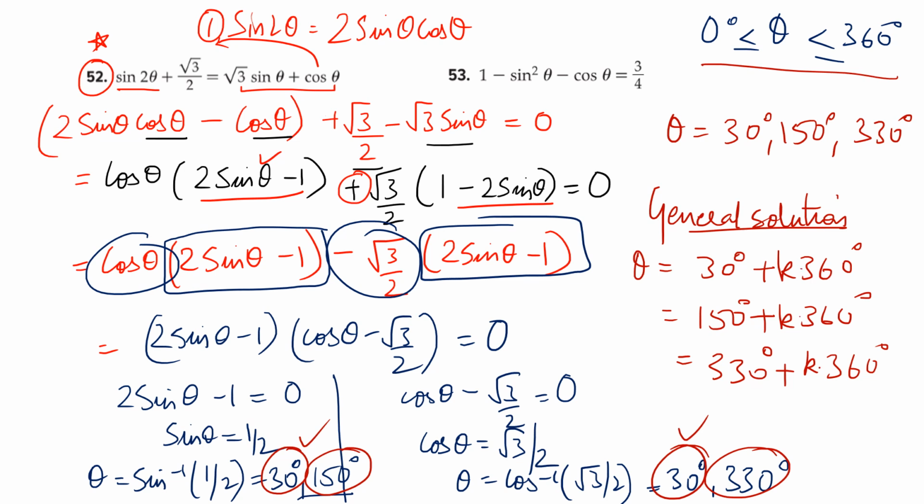Even though you see three solutions, these are not just three, these are infinitely many solutions, because every time I change my value of k, I get a different solution. If I make k 0, I get 30, 150, 330, three solutions. If I make k 1, I get the next set of three solutions. So I can find many more as long as they are in this range or domain of theta. Okay, so this is how you solve the long question 52. Very important.